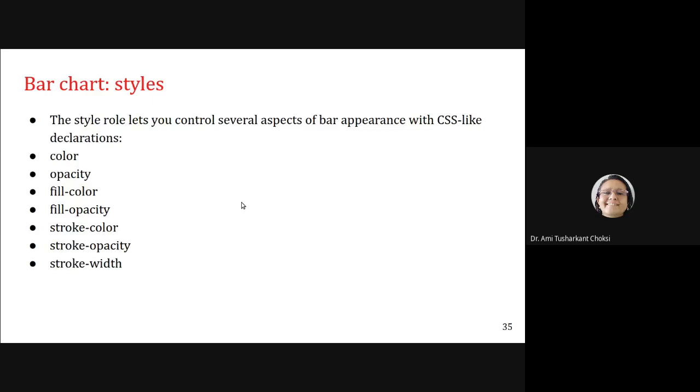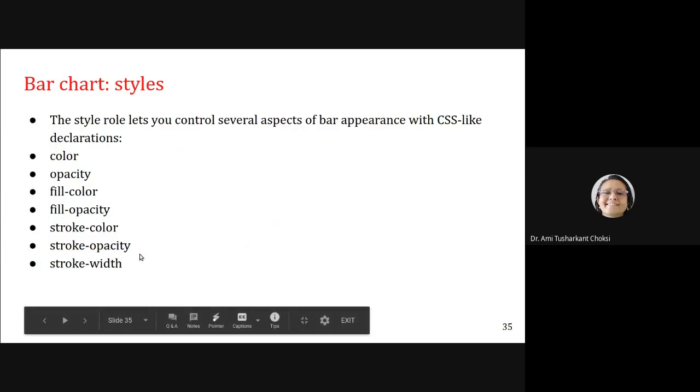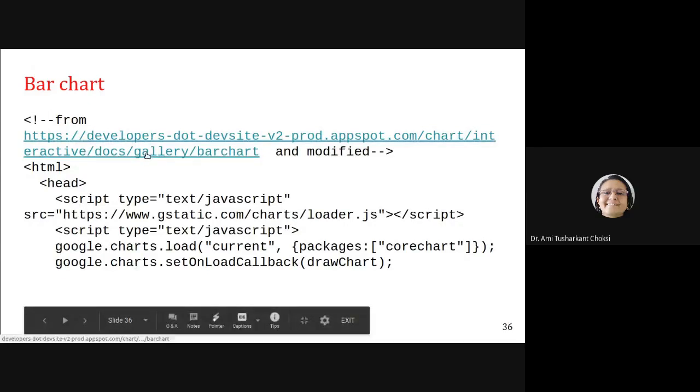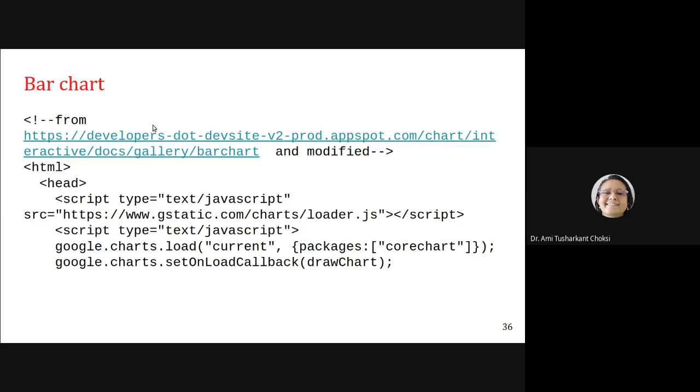So what are the bar chart styles? We want to learn the bar chart, column chart, and many more. The style role lets you control several aspects of bar appearance with CSS-like declarations. They are color, opacity, fill color, fill opacity, stroke color, stroke opacity, and stroke width. So here is the example where we want to learn the bar chart. That's all for today. We'll learn bar chart and other things in the next class.